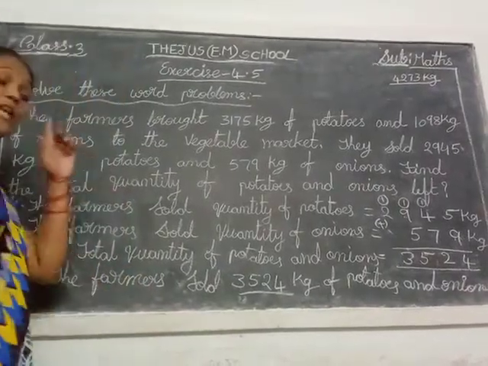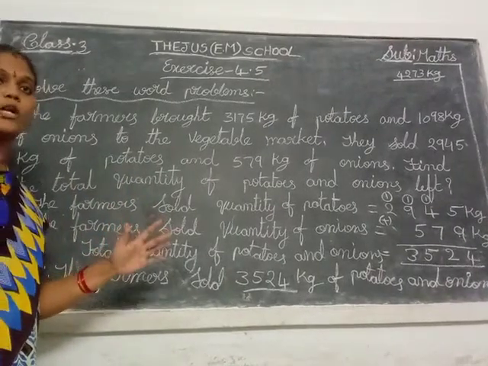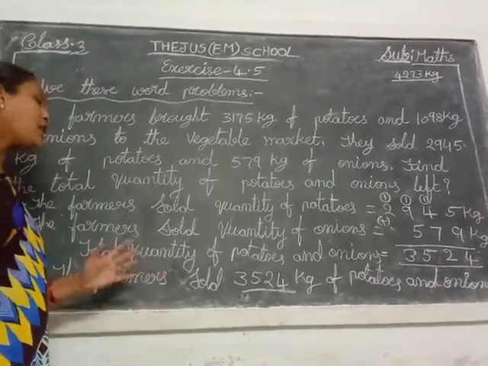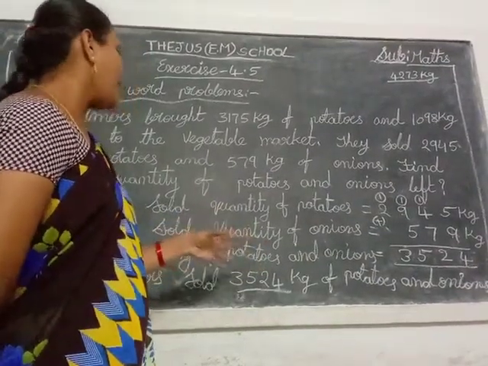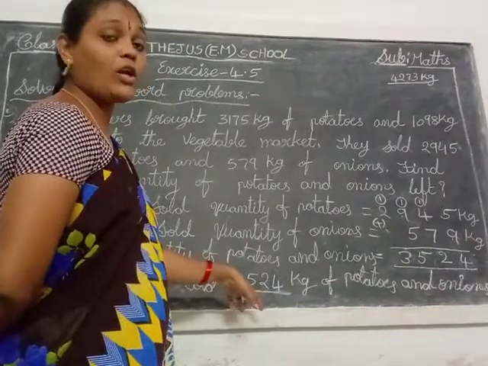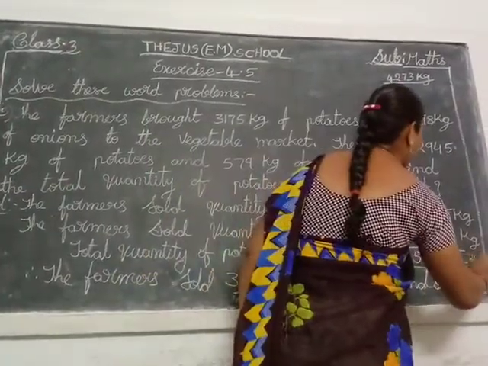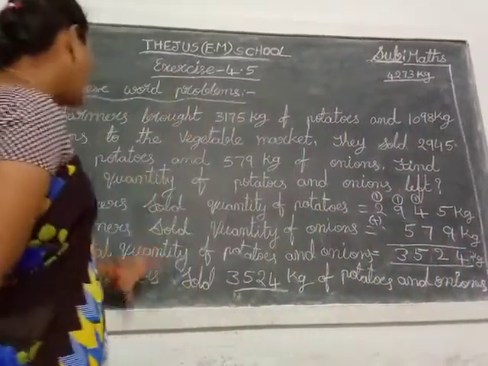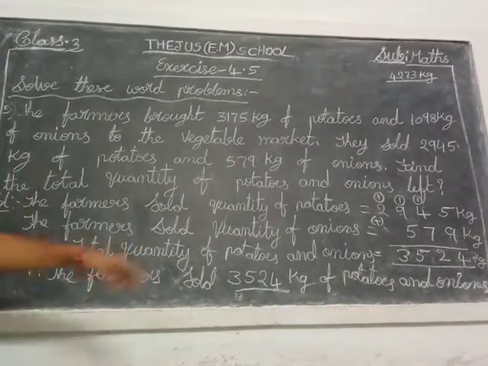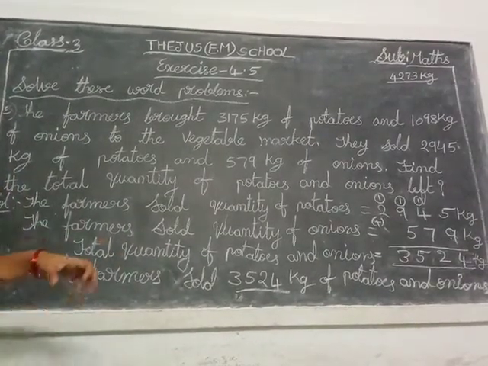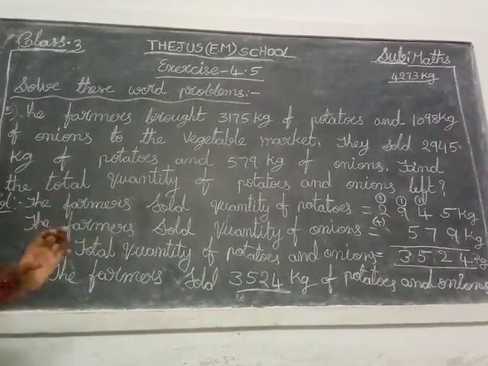Okay. First we completed the farmers brought potatoes and onions. Total how many kgs they brought? Now let's find out they sold total how many kgs of potatoes and onions. Okay, children. Total how many kgs they sold potatoes and onions? 3,524 kgs. Okay, note this part also. Note this part also, this one to this one. Before part, after, you continue this part.